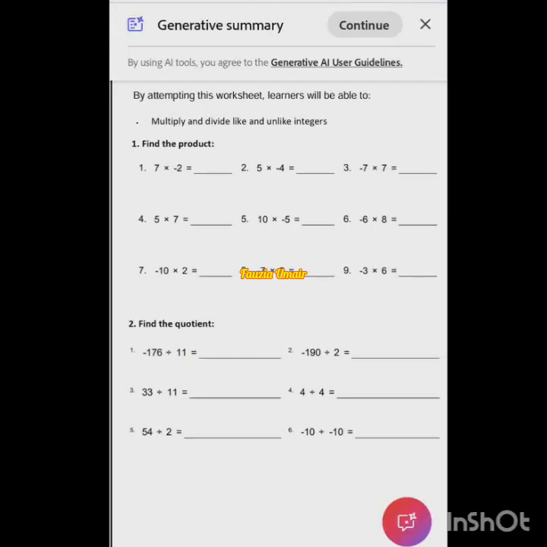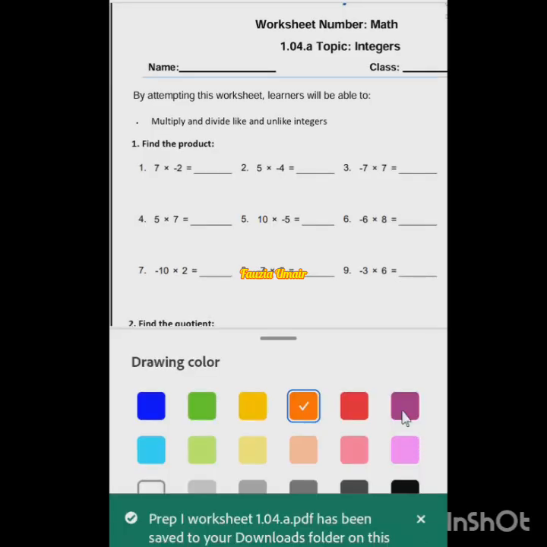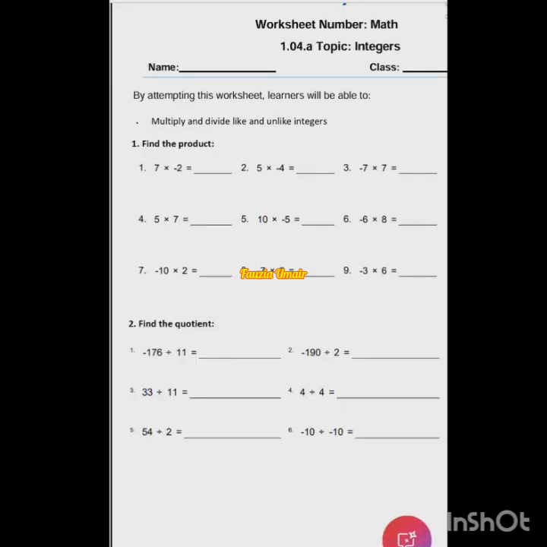Ma'am, in multiplication and division, if there's the same sign, the sign will be plus. So normally if same sign, then the answer would be having a positive sign. And if different sign, then the answer would be having the minus sign. Very right. Okay, so now let's solve this.